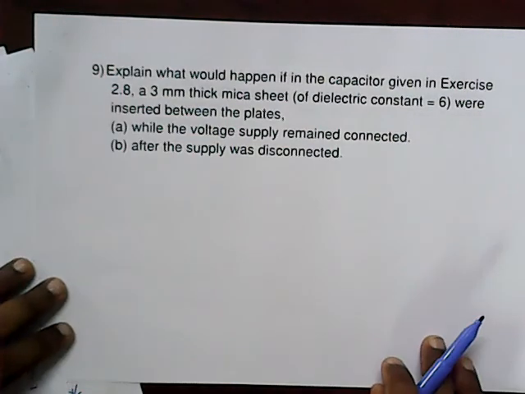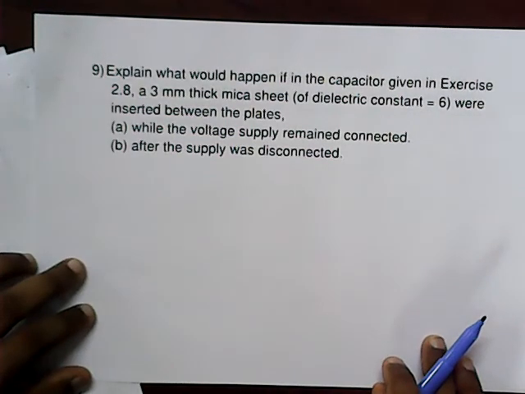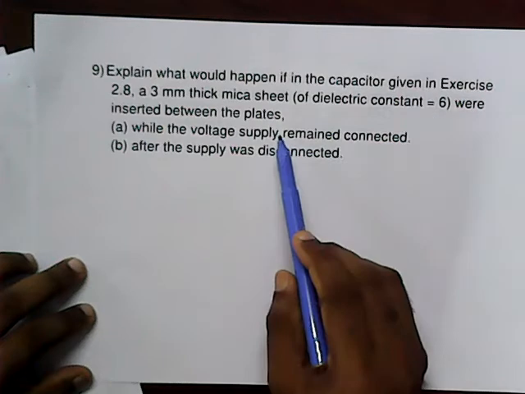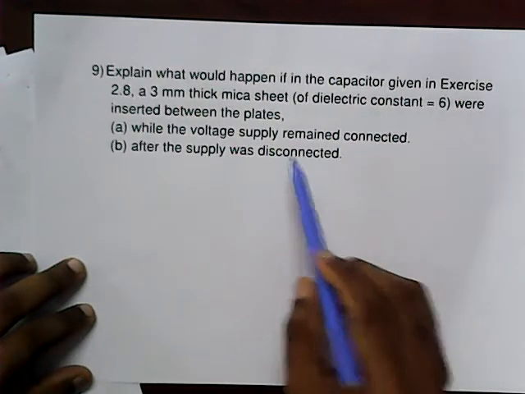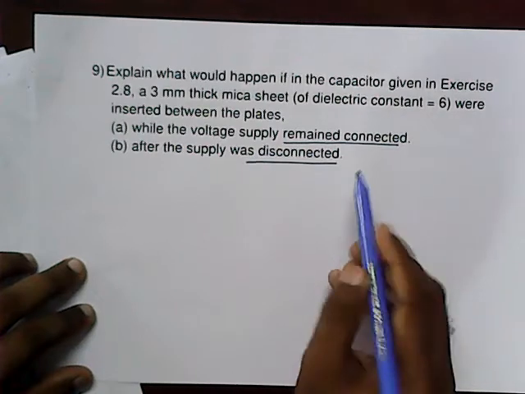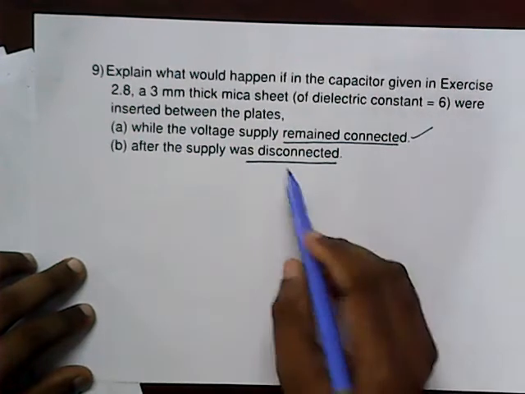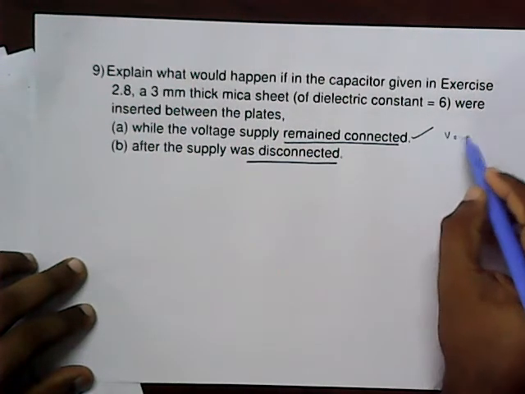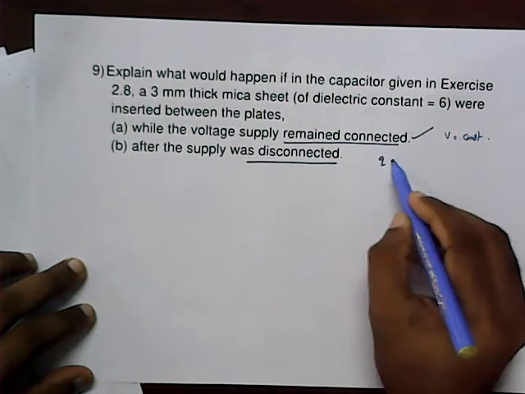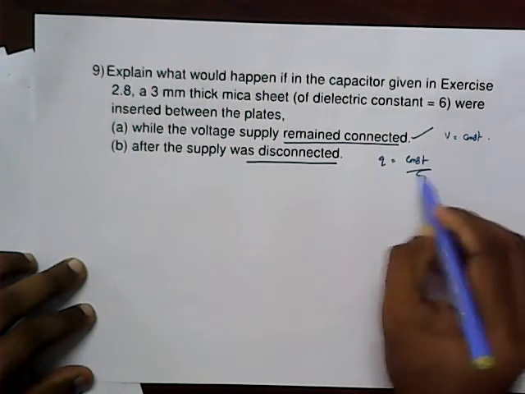Then question number 9. Explain what would happen if, in the capacitor given in the previous question, a 3 millimeter thick mica sheet of dielectric constant 6 were inserted between the plates, while the voltage supply remained connected, or after the supply was disconnected. So you should know what is the speciality. If the voltage supply remains connected, the potential becomes constant. If the supply was disconnected, keep in mind the charge is constant.